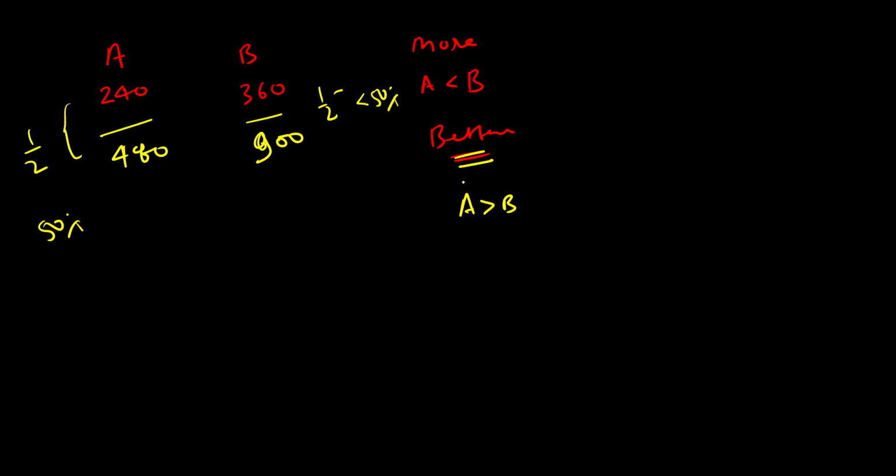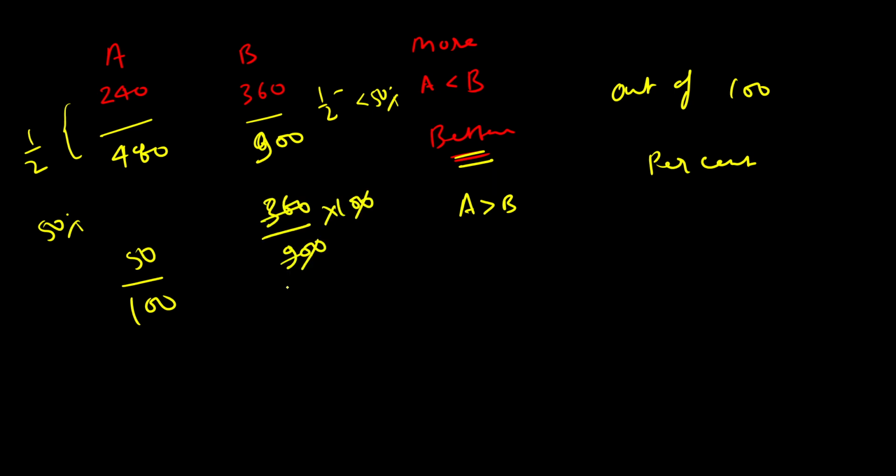So out of 100 is called percent. So out of 100, A has managed to score 50. Out of 100, how much has B managed to score? Let's check. 360 upon 900 into 100. That is how we calculate percentages, by multiplying 100. So B has got 40 percentage score, and A has got 50 percentage.